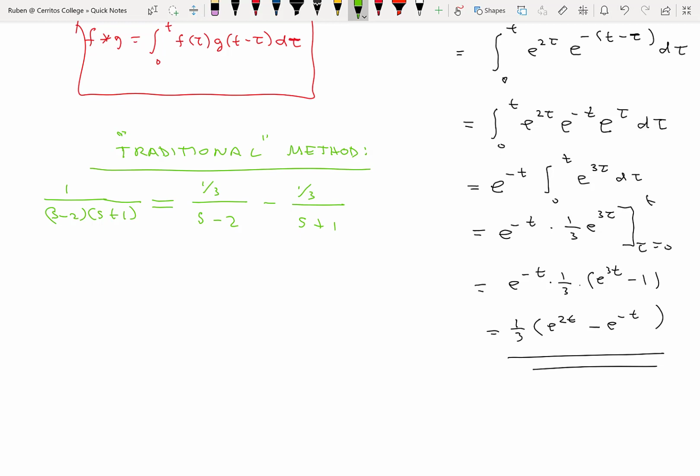So the inverse Laplace transform of our function would be the inverse Laplace transform of 1/3 over s minus 2, which is 1/3 e to the 2t, minus 1/3 times the inverse Laplace transform of 1 over s plus 1, e to the minus t. Done. It's the same thing.